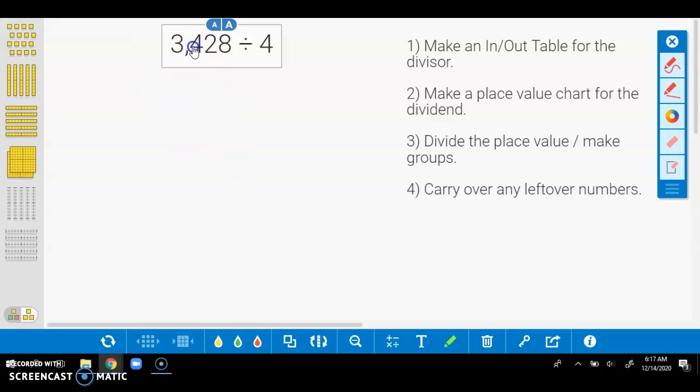So let us begin. We're going to start off by dividing 3,428 by 4. So step 1, we must make an in-out table for the divisor 4. Luckily, we have seen that already. So I'm going to make an in-out table.